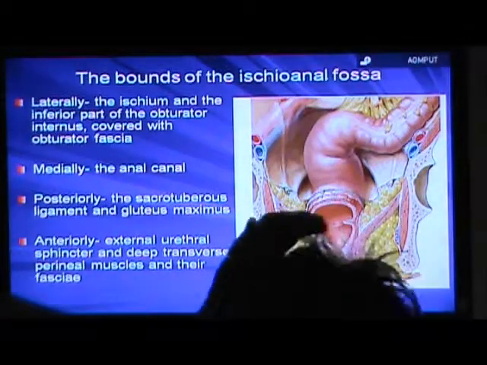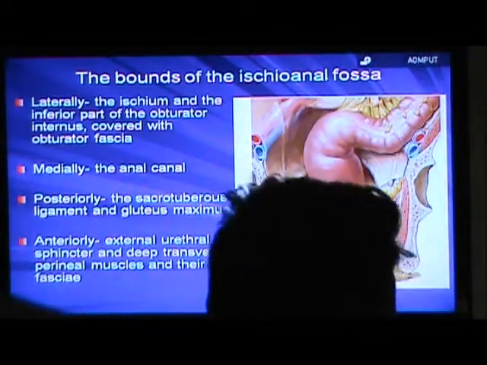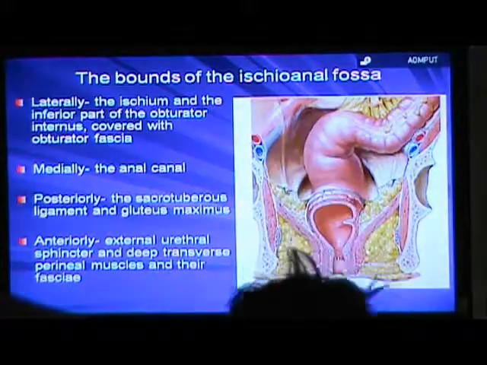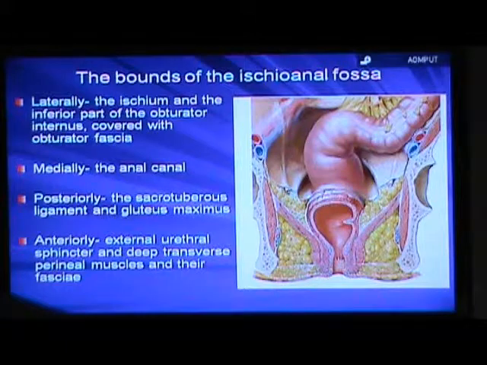What are the boundaries of the ischioanal fossa? Laterally is the ischium and the inferior part of the obturator internus muscle. Look, this is the obturator internus, which is covered with the obturator fascia. Medially, there is the anal canal. Posteriorly, the sacrotuberous ligament and the gluteus maximus, which belongs to the buttock. And anteriorly, there is the external urethral sphincter and the deep transverse perineal muscles and their fascia.